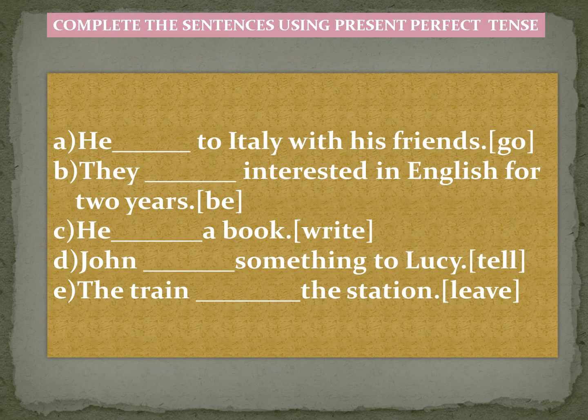Students, let me test how much you have understood the present tense. Complete the sentences using present perfect tense. A. He dash to Italy with his friends. Bracket verb is go. B. They dash interested in English for 2 years. C. He dash a book. Write. D. John dash something to Lucy. Tell. E. The train dash the station. Leave.